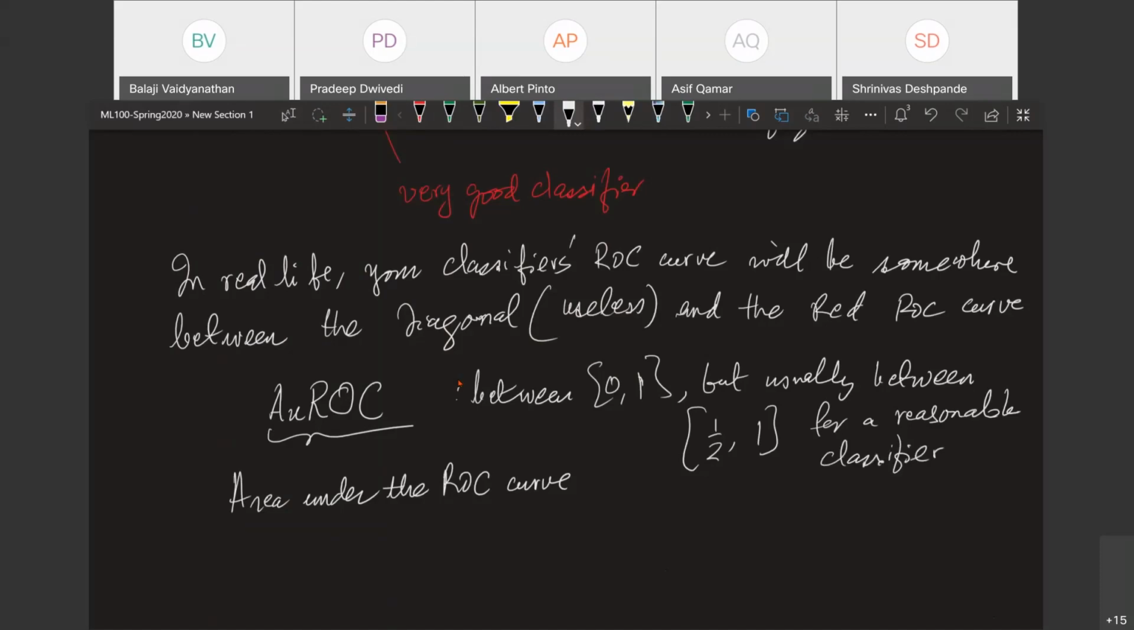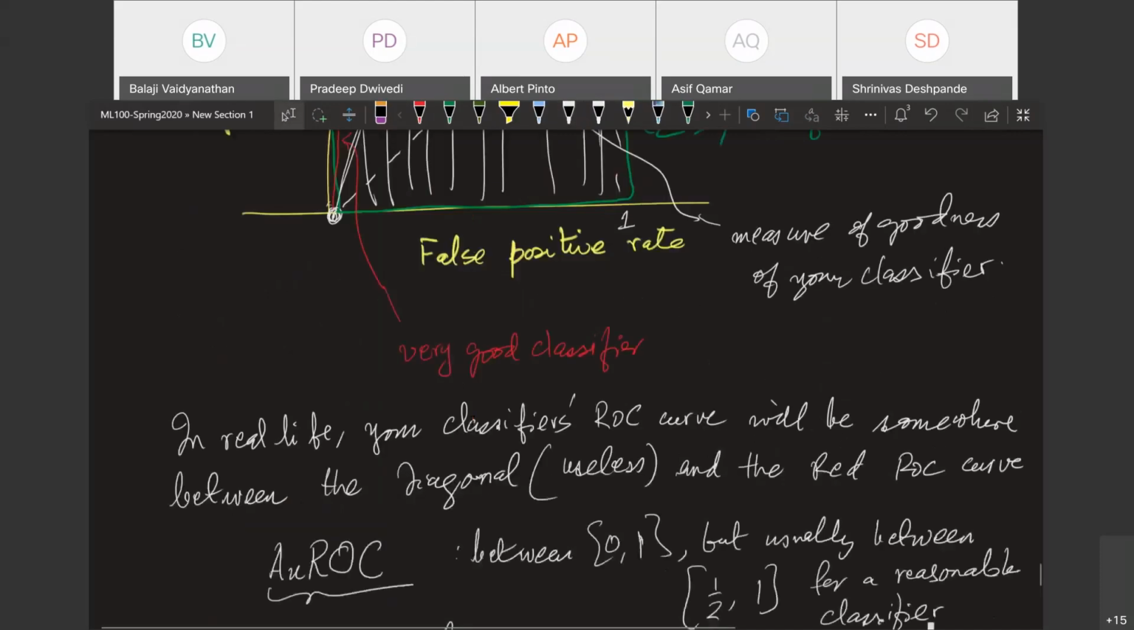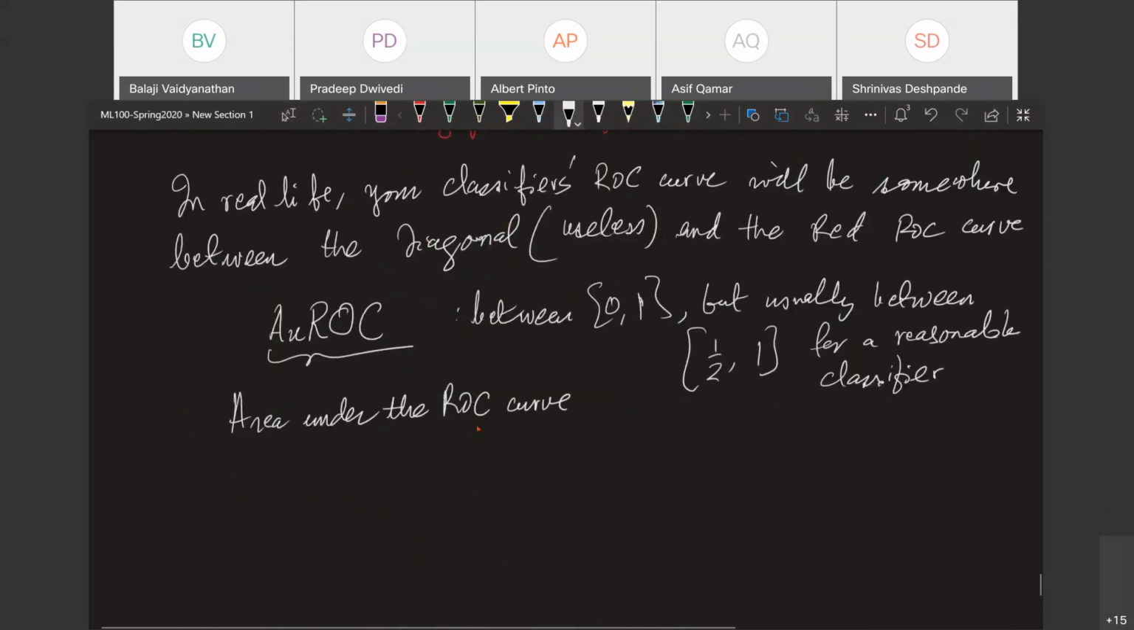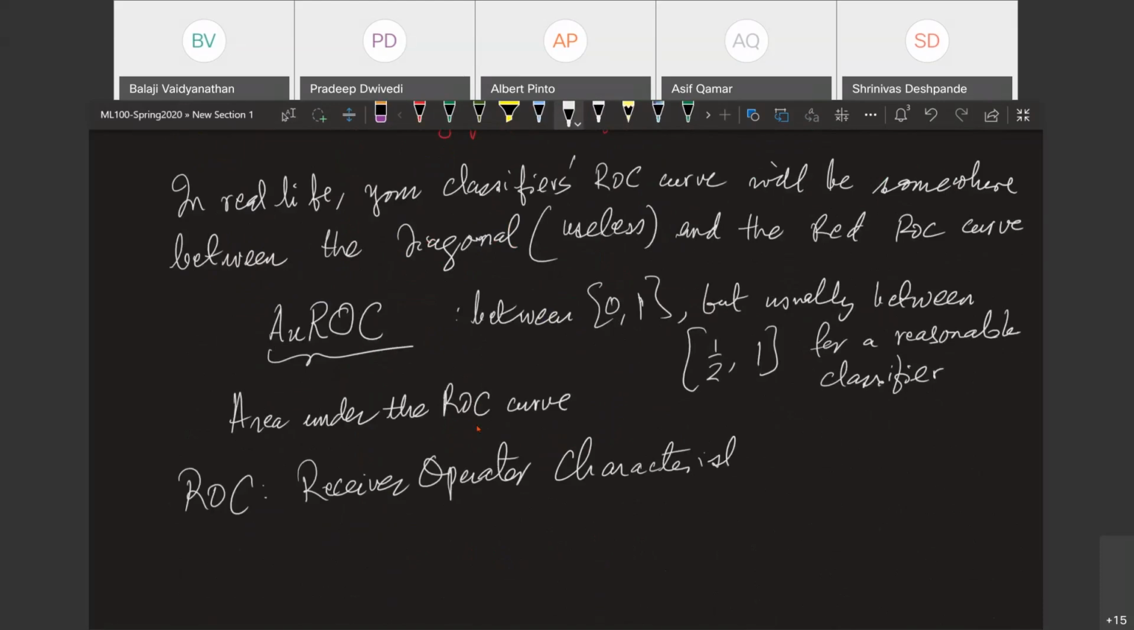And this is quite important, guys, this area under ROC. Now, what is this word ROC? I didn't quite explain. ROC stands for receiver operator characteristic curve.